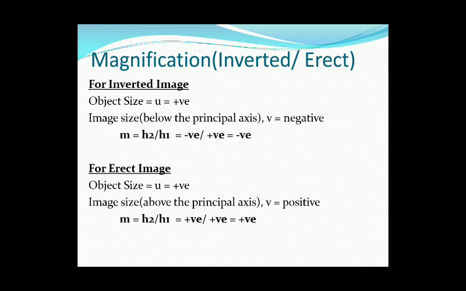Now for the erect. Erect means above the principal axis, so V is positive again. U is already positive. So positive value upon positive value gives us positive value. So positive sign indicates virtual and erect. Negative sign indicates real and inverted.